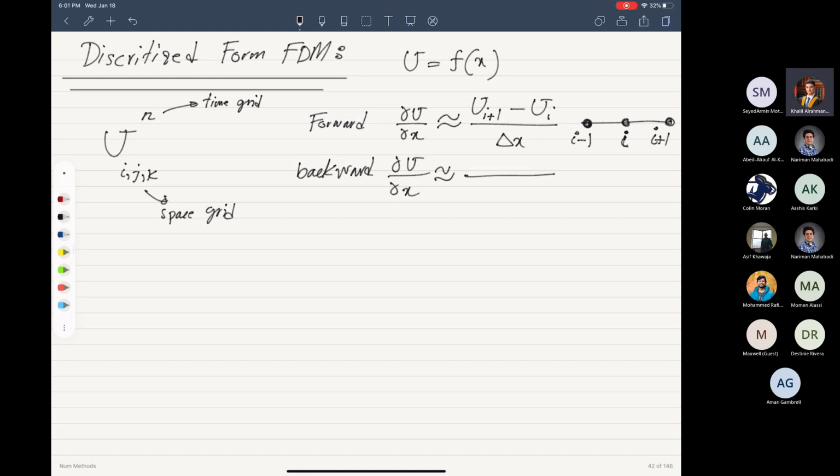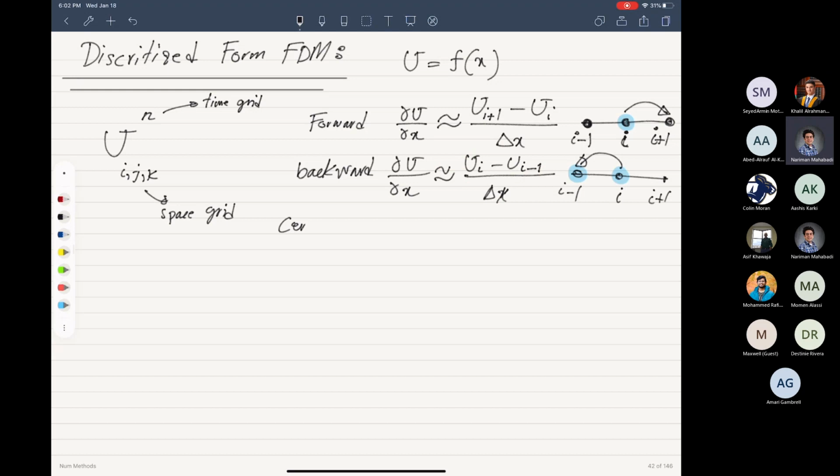It's going to be u_i minus u_{i-1}, exactly, divided by delta x. Exactly. So I'm on this point, right? In the forward method, this is my current point, and I'm using the next point. Here, this is my current point, which is i, and I'm using the backward point, right? So this is how you need to write your equation.